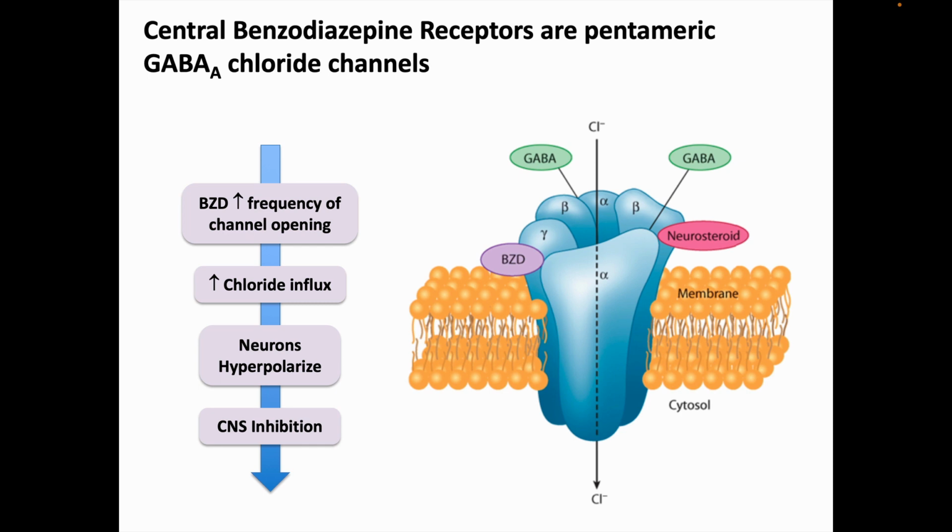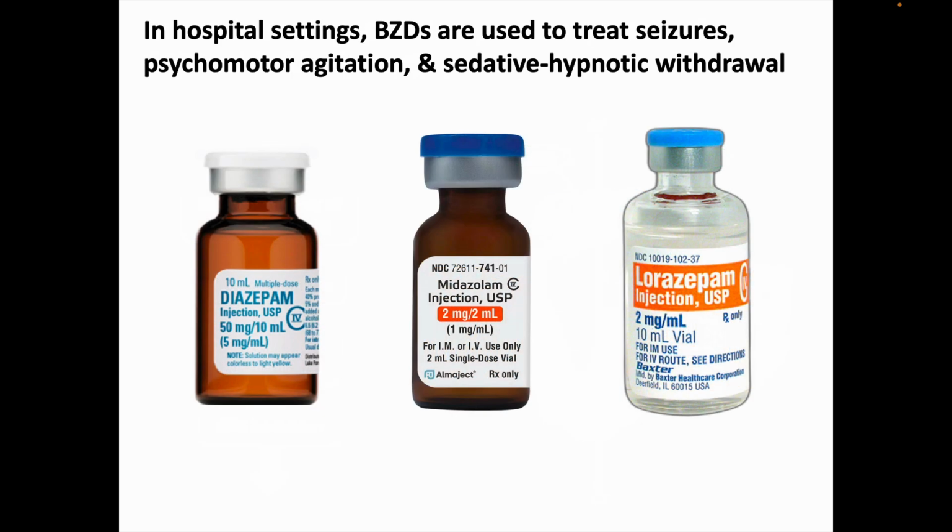The chapter then goes on to talk about peripheral benzodiazepine receptors, which are probably better called tryptophan-rich sensory proteins, or TSPOs, since they're found centrally too. But the main clinical effect of benzodiazepines is CNS inhibition. In acute care settings, which is what we're focusing on in this course, benzodiazepines are used to treat seizures, whether toxin-induced or not, psychomotor agitation, which can be from other drugs with psychostimulatory effects, and withdrawal from sedative hypnotic drugs.